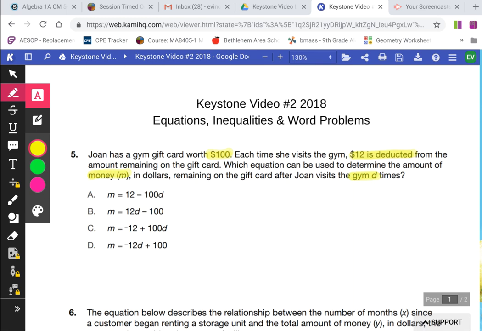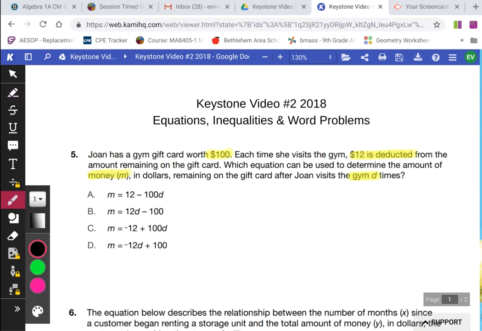So $12 is deducted from the amount remaining on the gift card. That means I take 100 and I'm going to do minus 12. So we're definitely going to have 100 as our total and minus 12. And it also says each time. So each time she visits the gym D times, so 12 times D gives us that, and that gives me the money that is remaining on the card. So this is the equation that I would get.